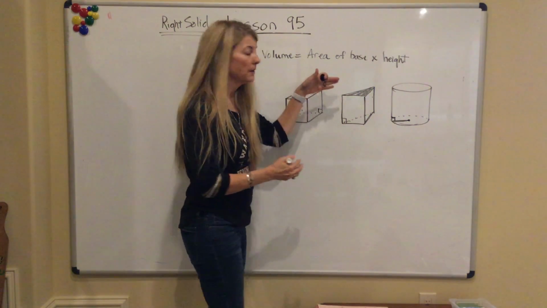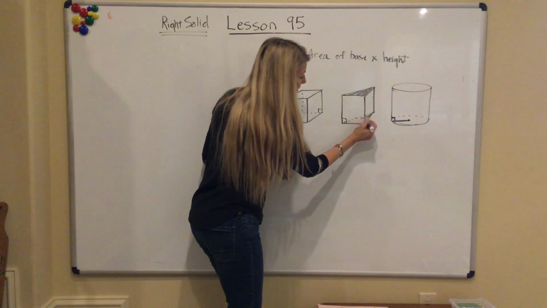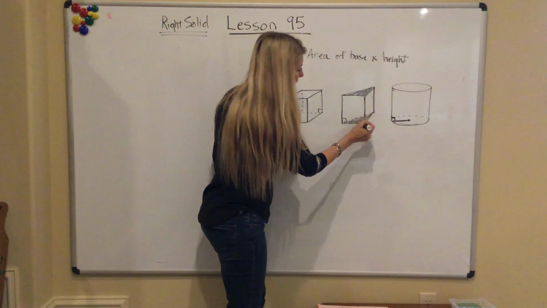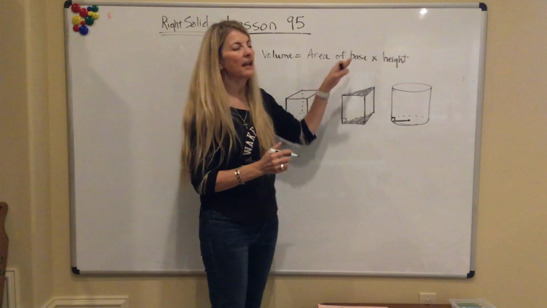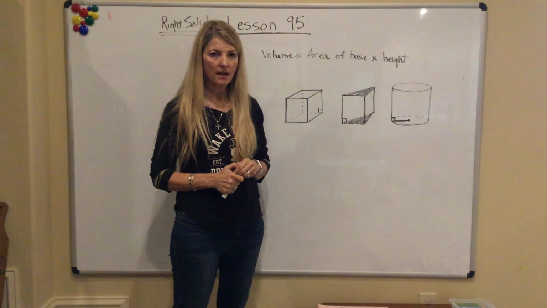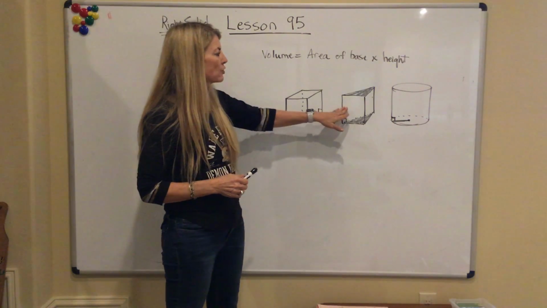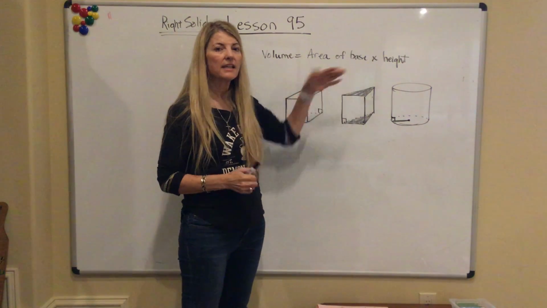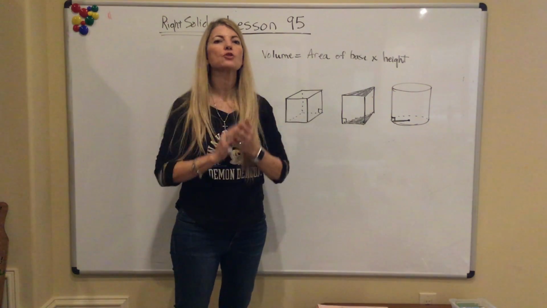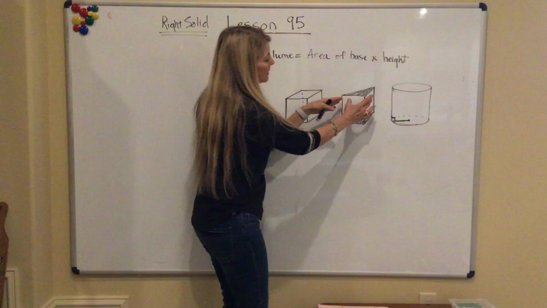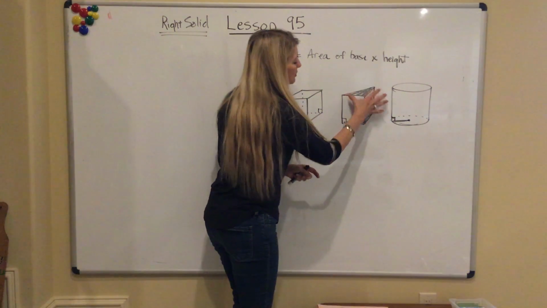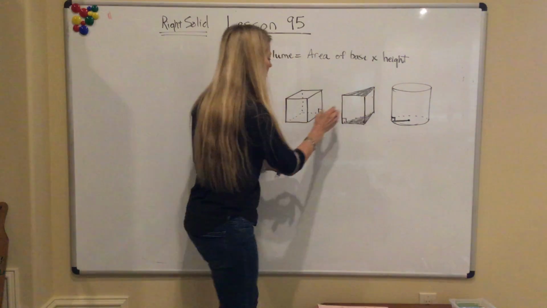Okay, it's a triangle. And you see the base is the same shape. When we're figuring the area of the base for a right solid, you need to make sure that the base is the shape that runs through the whole structure. So this figure right here, if you take that triangle, it runs all the way through. You have a triangle on the bottom and a triangle on the top.